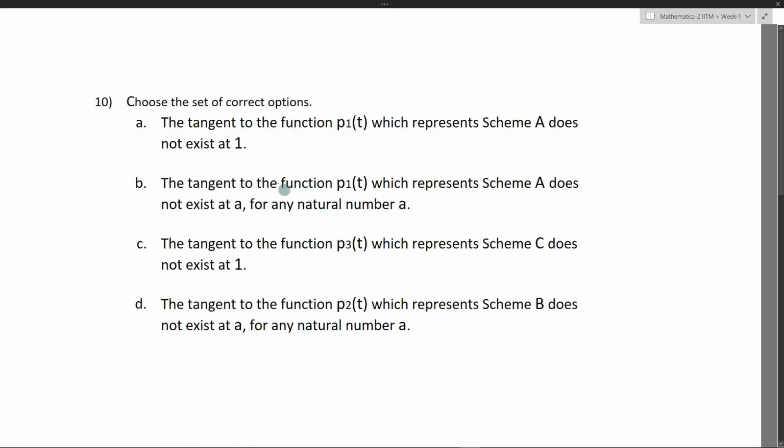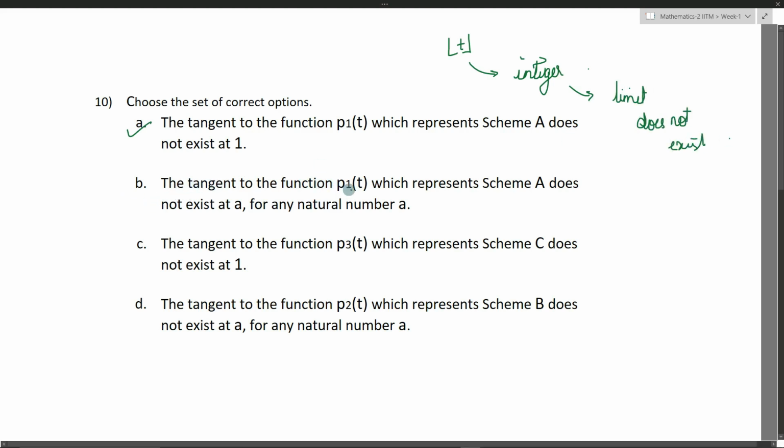The tangent to the function P1 of t, which represents scheme A, does not exist at 1. So this is right. For a floor function, a tangent cannot be drawn at any of the integer points, because at integer points the limit does not exist. What about the second option? The tangent to the function P1 of t, which represents scheme A, does not exist at any natural number. Yes, this is also true.